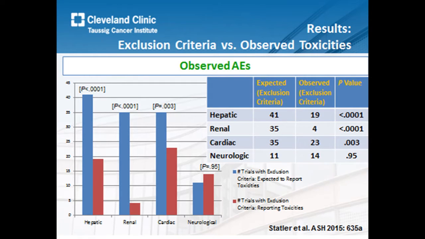Were you kind of surprised by what you found? We were certainly surprised. I think our hypothesis was that we would have fewer studies report toxicities than we expected, but I don't think we anticipated that the difference would be that dramatic. For instance, when you think about the hepatic toxicity exclusion criteria, we expected 41 studies to report hepatic toxicities, and we only saw 19 report those, which is a huge difference.